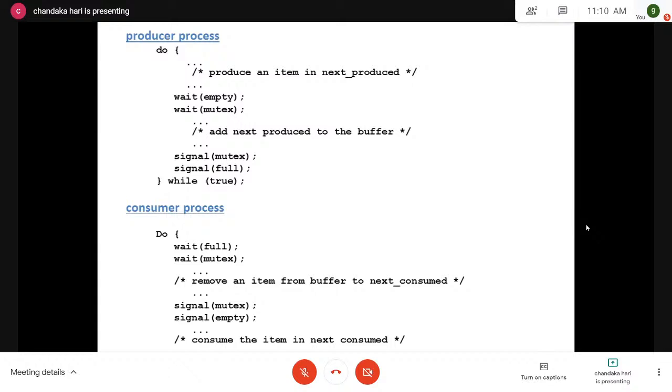I can solve this bounded buffer problem simply by using three semaphore variables. Number one is mutex for count. In order to place an item, I use a full variable. In order to retrieve an item, I use an empty variable. These are the three semaphores which can be used for solving the bounded buffer problem.